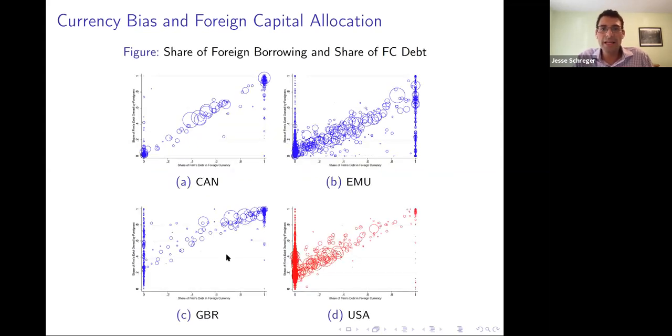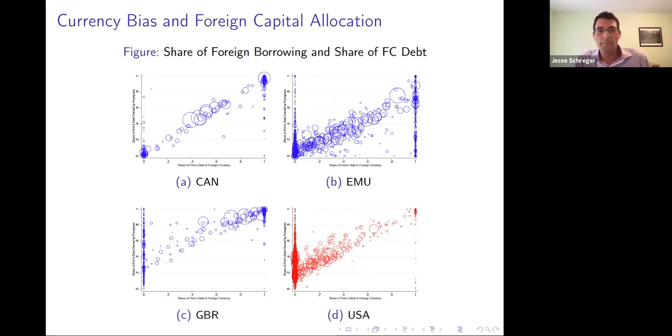The easiest way to get started on seeing this is literally just to ask: how does the currency composition of a firm's debt, just knowing how much a firm borrows in foreign currency, tell you about how much a firm has borrowed from foreign investors? Let's look at the Canada graph again. On the x-axis, I know the labeling is small, this is the share of any firm's debt in foreign currency. Each bubble is a particular firm. The size of the bubble gives you how much they've borrowed.